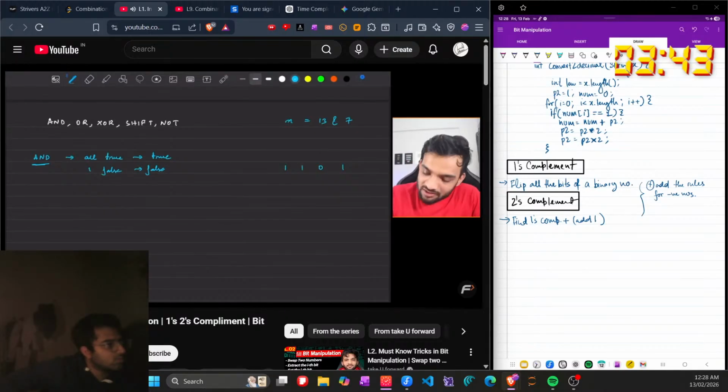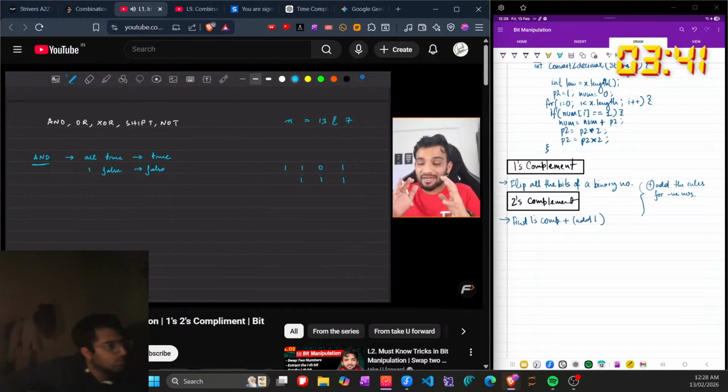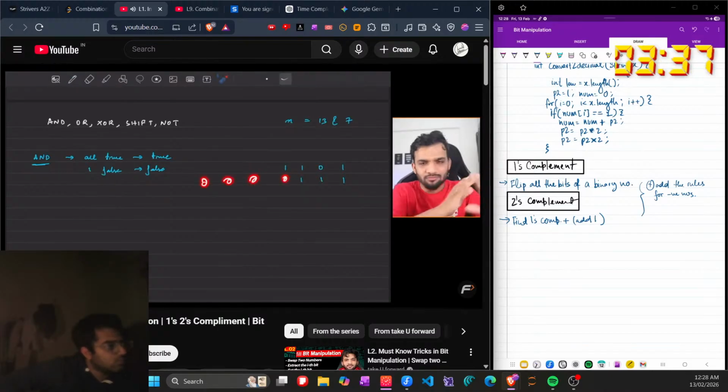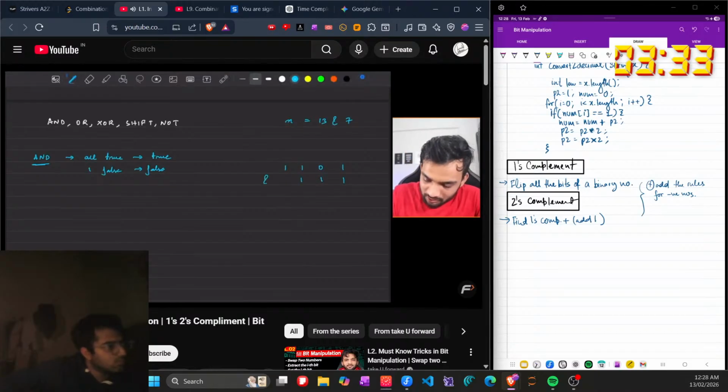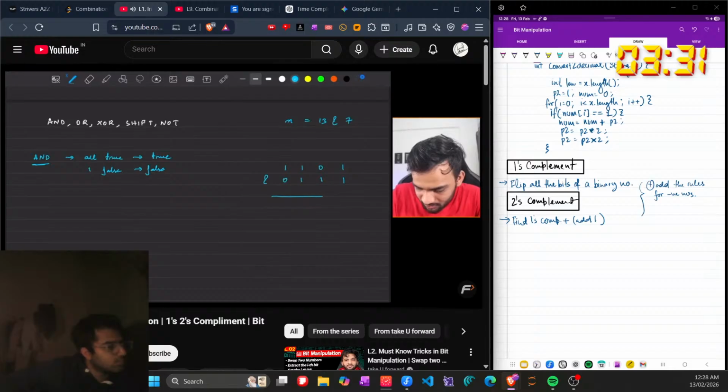What is 7? 7 is 1, 1, 1, if you try to convert it into binary. Again, 0, 0, 0, 0, 0, around 29 bits of zeros. So you do an AND with it. Again, you can fill this with 0 because there's nothing.